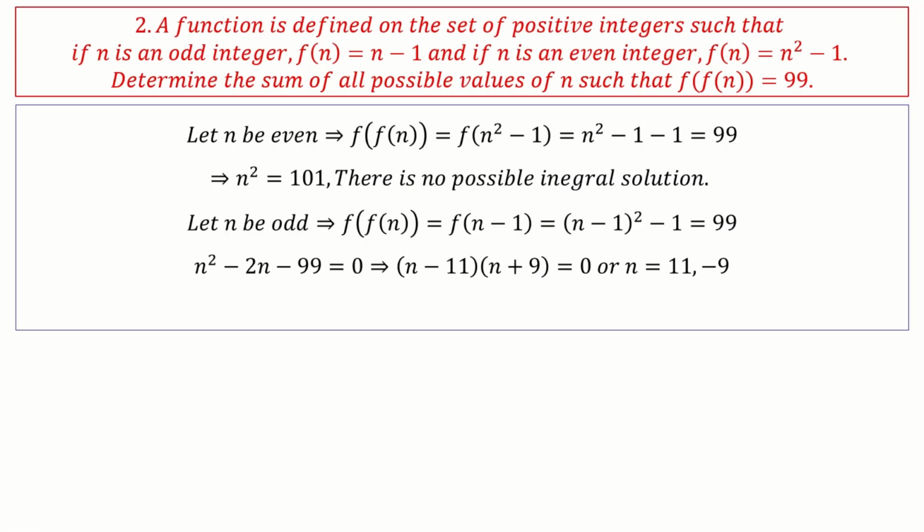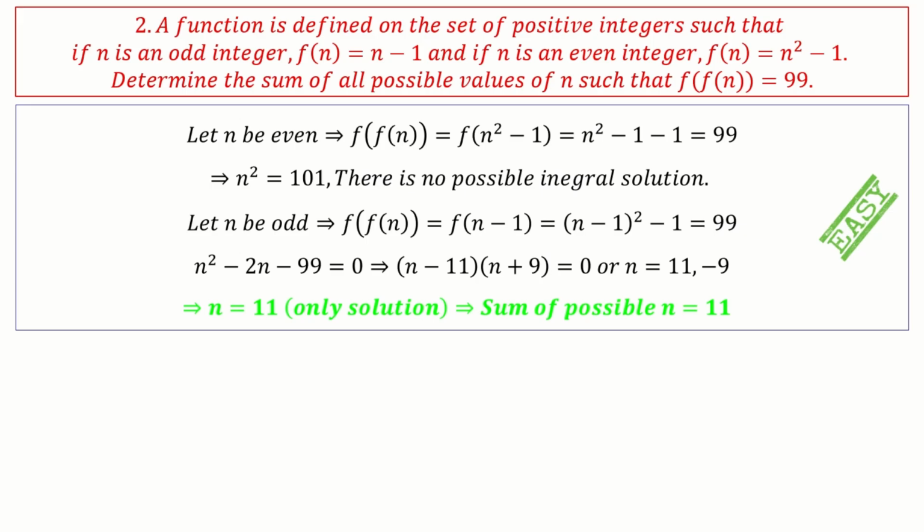So n should be only a positive integer, so only one value is possible, which is n equal to 11. That's the only solution. So the sum of possible n is also the same, which is 11. Okay. So this is also easy, definitely.